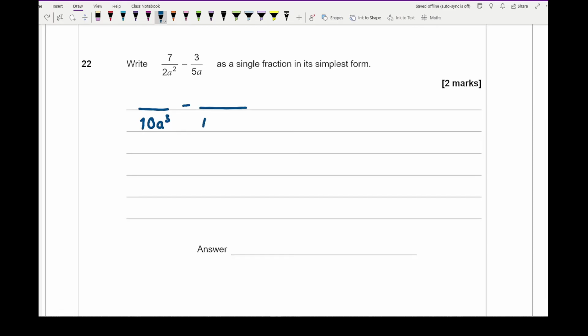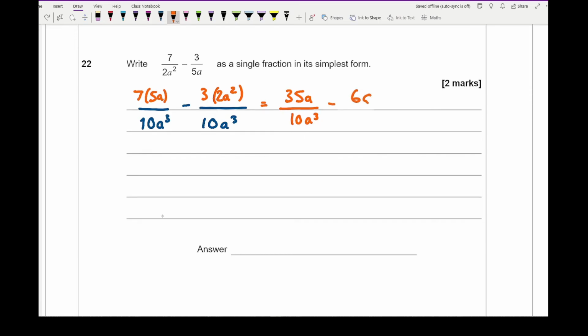So common denominator is going to be 10a cubed. Now, to do that, what I've done is I've multiplied the first fraction by the second denominator, and I've multiplied the second fraction by the first denominator. And that's what I should get there. Now, if I simplify the two numerators, I'm going to get 35a over 10a cubed minus 6a squared over 10a cubed. Now that my denominators are the same, I can write the two numerators together, which is 35a minus 6a squared, all divided by 10a cubed.